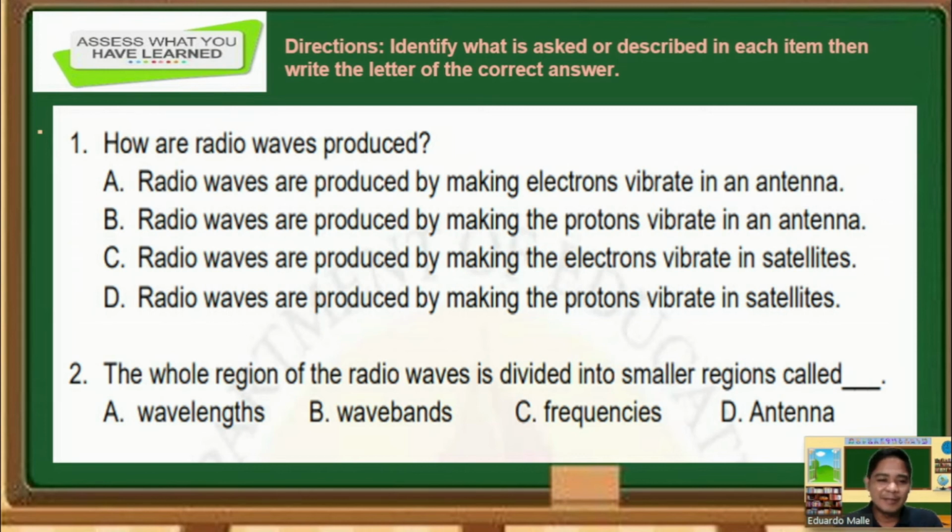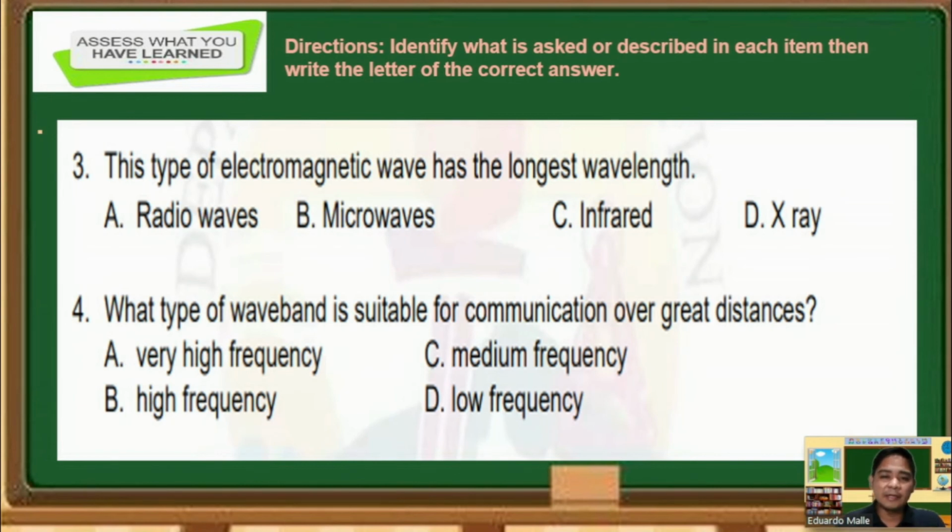Number 2, the whole region of the radio waves is divided into smaller regions called A, wavelengths, B, wavebands, C, frequencies, D, antenna. Number 3, this type of electromagnetic wave has the longest wavelength. A, radio waves, B, microwaves, C, infrared, D, X-ray. Number 4, what type of waveband is suitable for communication over great distances? Letter A, very high frequency. Letter B, high frequency. Letter C, medium frequency. And letter D, low frequency.